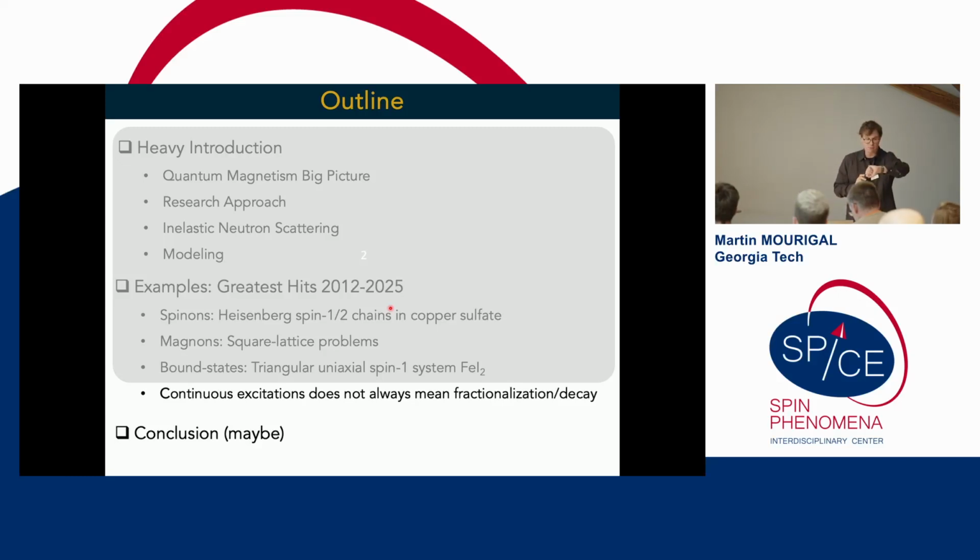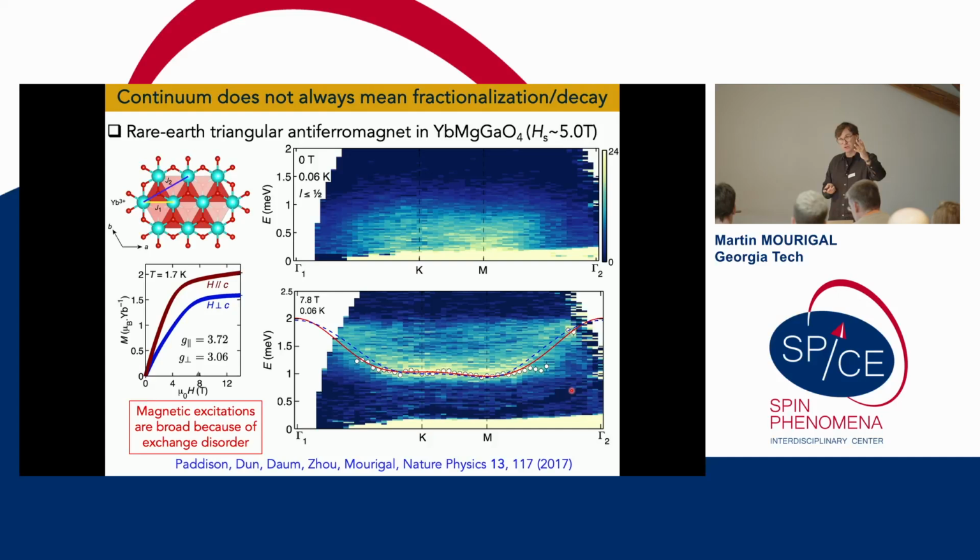I'm almost out of time, so I just want to very briefly mention that, all this being said, continuous excitations do not always mean fractionalization and decay. There are many other phenomena that can give you a continuum, or what looks like a decay. I just want to zap through them. In some systems, you have strong disorder. So here's an example of this triangular lattice magnet.